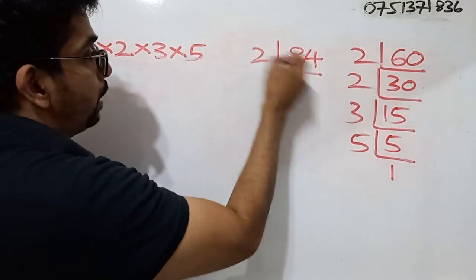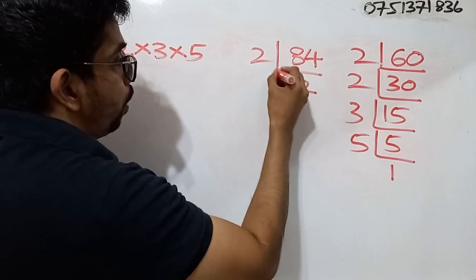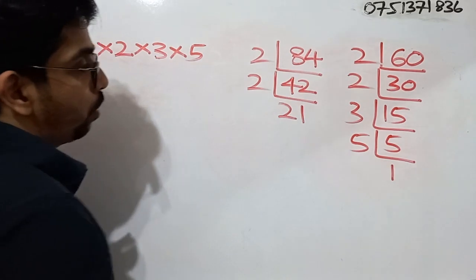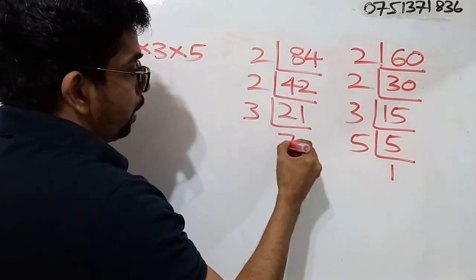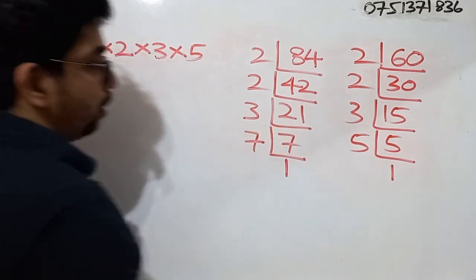So 84 I will divide by 2. 84 divided by 2 I will get 42. 42 I will divide by 2. 42 divided by 2 I will get a quotient of 21. 21 I will divide by 3. So I will get a quotient of 7. 7 I will divide by 7. So the quotient will be 1.